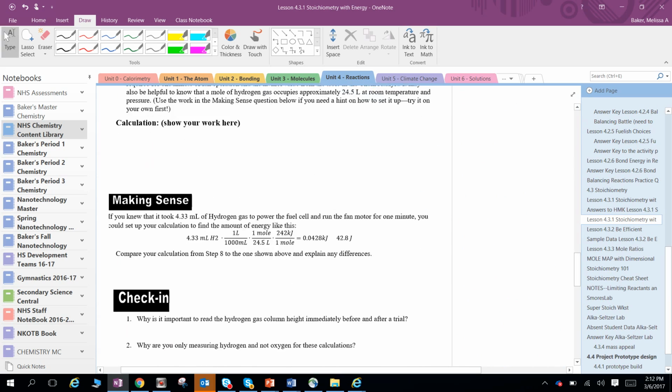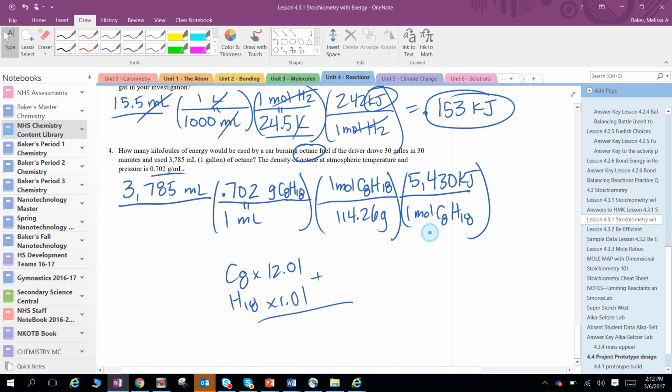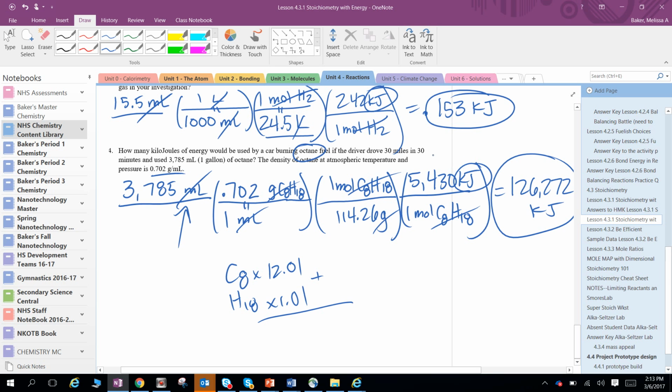Okay. So now multiply across the top and divide by the bottom. 126,272 kilojoules is how much energy the car is using when it uses 3,785 milliliters of that octane. So the key here is canceling out your units so that you can ultimately figure out what the problem is asking you to do.